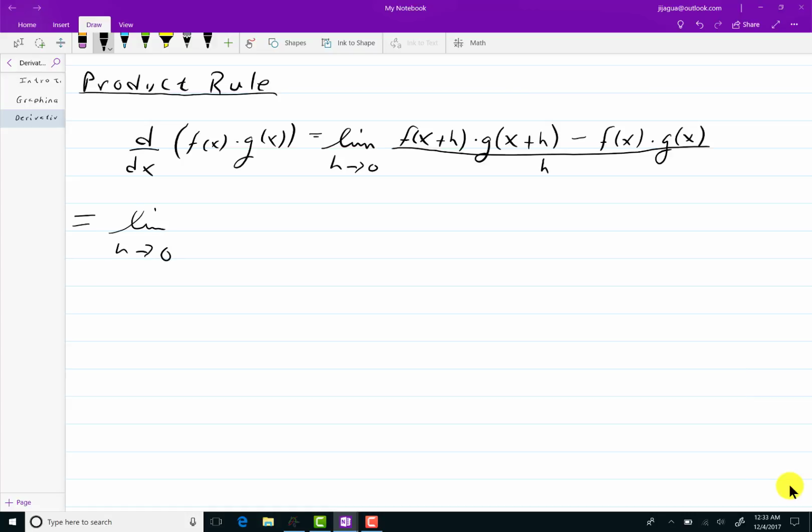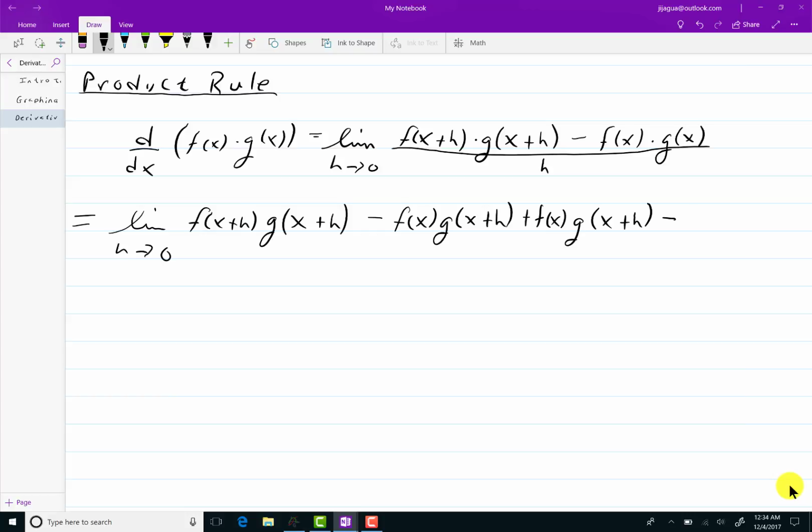I'm going to sneak a term in between the top two terms in the numerator. So I'm going to slip in here a minus f of x times g of x plus h plus f of x times g of x plus h minus f of x times g of x. And that stuff is all over h.